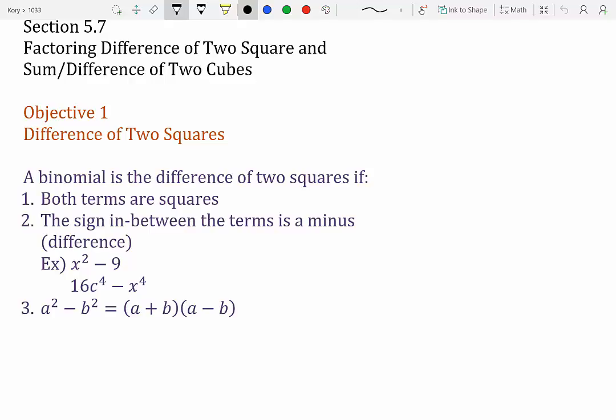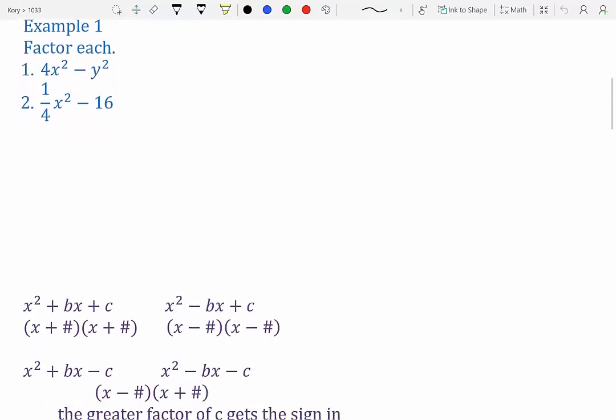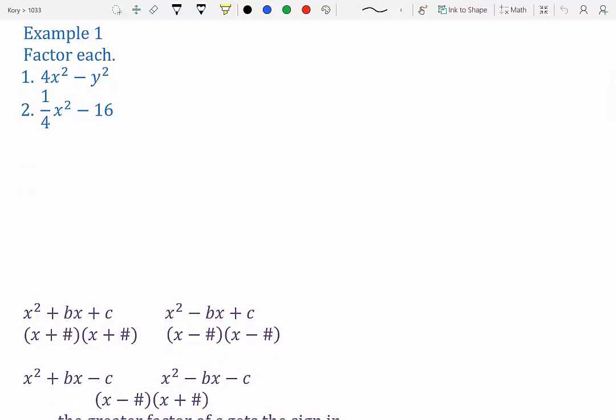That means it's a difference. So examples, you have x squared minus 9, 16c to the fourth minus x to the fourth. Every single term is a perfect square. And how we do that, it's going to be the square root of a and the square root of b, and you're going to put a plus and a minus version of it. So example 1, we want to factor each of these.